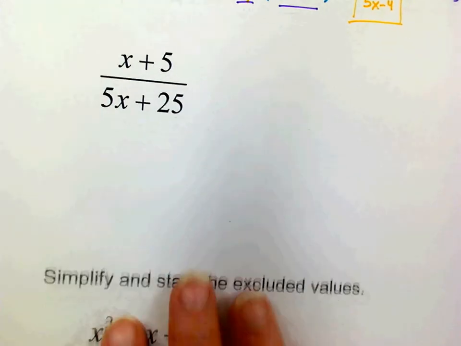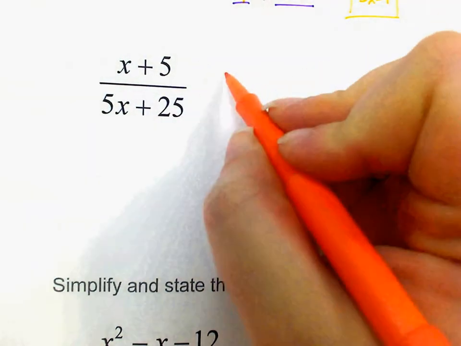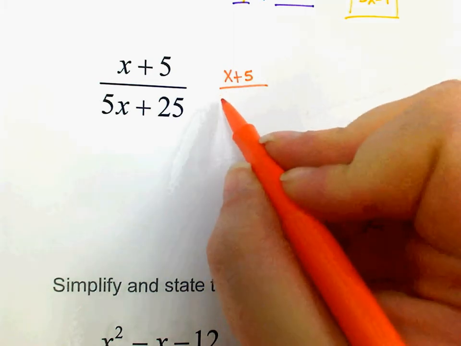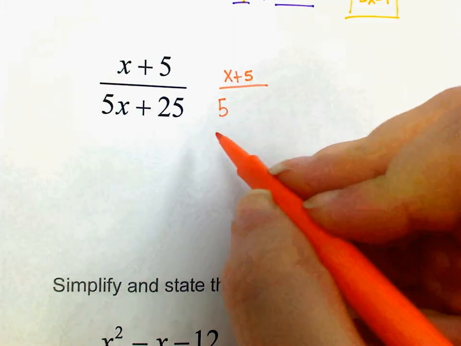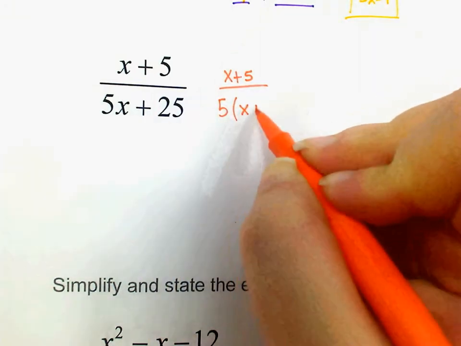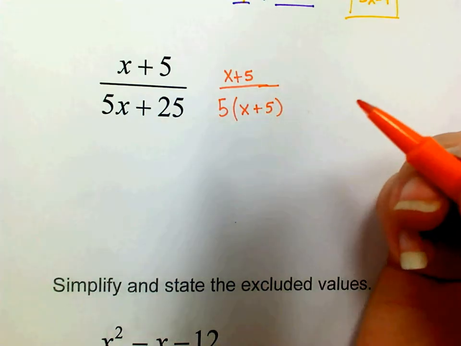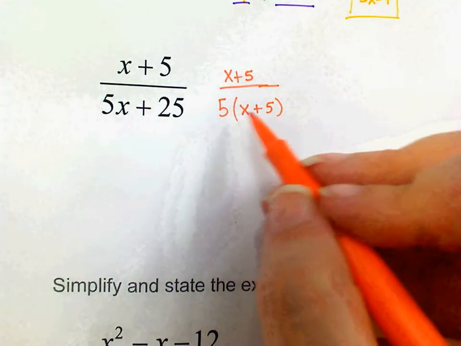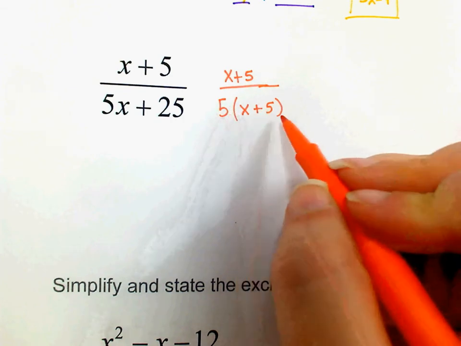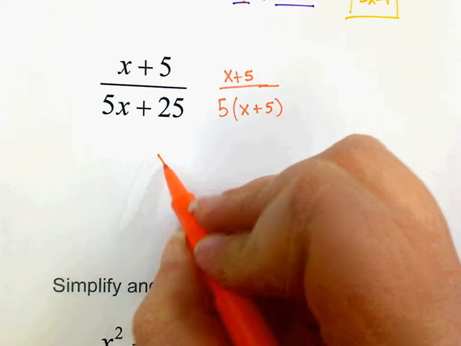The numerator, I can't do anything with it, so I do x plus 5. And then the denominator, I factor out a 5, because they both have a 5 and 5 and 25. So I'm left with x plus 25 divided by 5 is 5. Okay? Excluded values, look at the denominator. When does the denominator equal 0? There's not an x out here, so I don't have to worry about that. So what value of x will give me 0? Negative 5 plus 5 will give me 0. So x cannot equal negative 5.